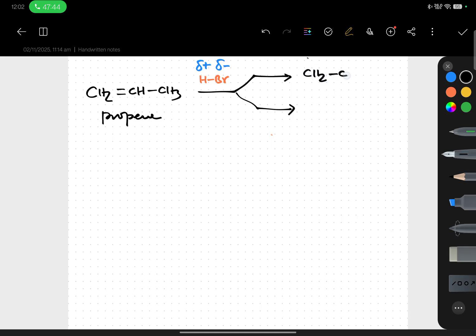Either it can add to give CH2 single bond CH single bond CH3. So the hydrogen can join the terminal carbon, or the hydrogen can join the second carbon. If so, the bromo will join the second carbon. If the hydrogen joins the second, it will join the first carbon. So there are two products. What are the two products here?